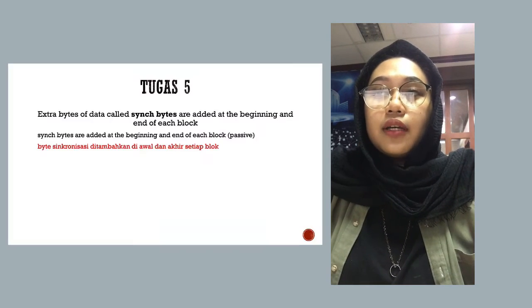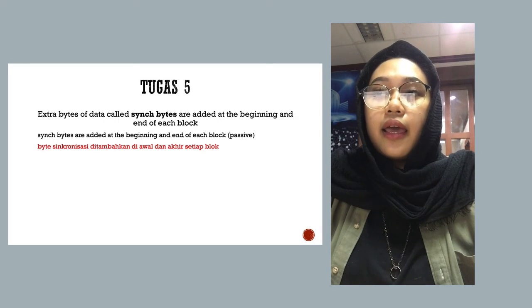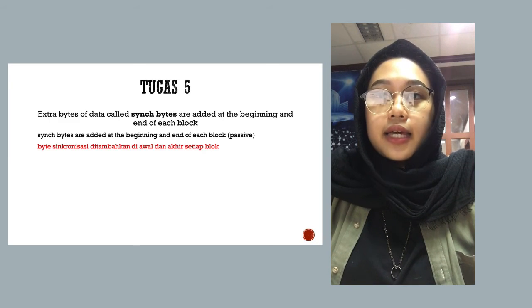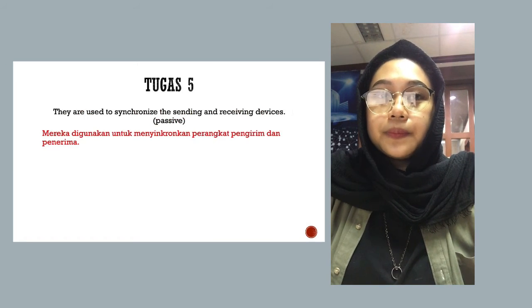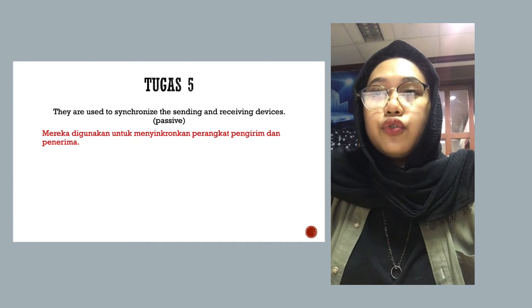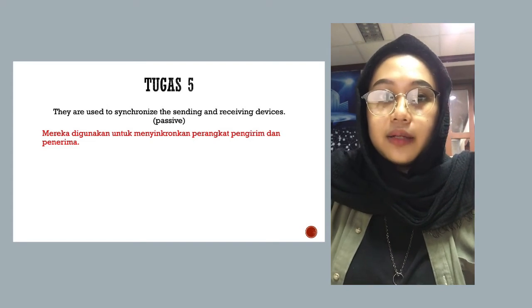Extra bits of data called sync bits are added at the beginning and end of each block. Sync bits are added at the beginning and end of each block, passive. Bit sinkronisasi ditambahkan di awal dan akhir setiap blok. They are used to synchronize the sending and receiving device, passive. Mereka digunakan untuk mensinkronkan perangkat pengirim dan penerima.